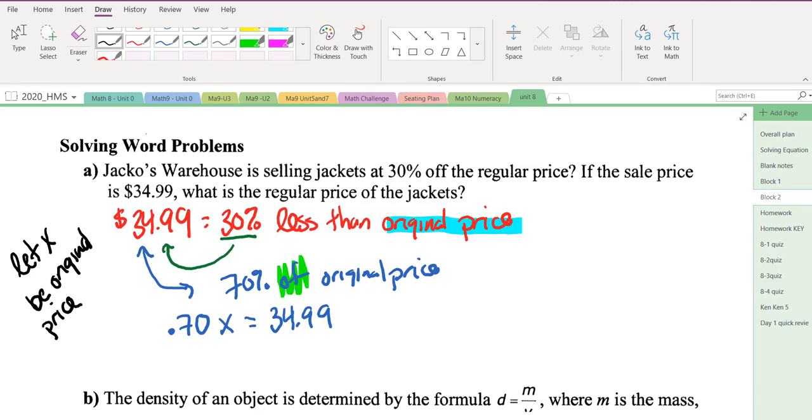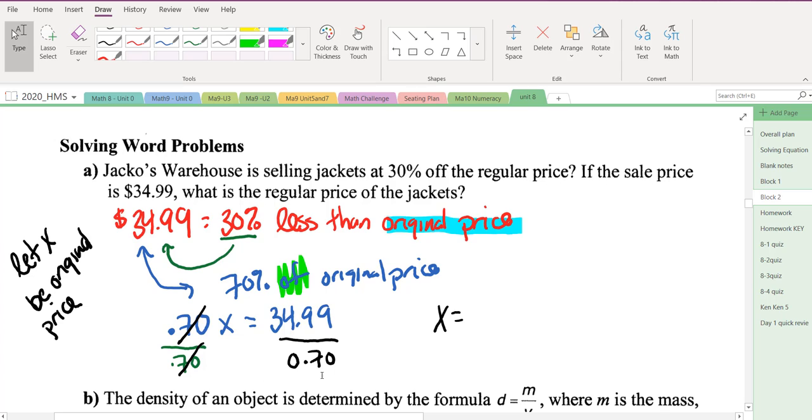So we need to get rid of that 0.70 in front of the x. And how do we do that? Yes, Theo. Sorry? Divide, yeah. Right now it's being multiplied to the x. To move it to the other side, we have to do the opposite. So the numbers cancel each other out. This cancels this out. And whatever you do to one side, you need to do to the other. So we have x is equal to $34.99 divided by 0.7. So we grab our calculator.